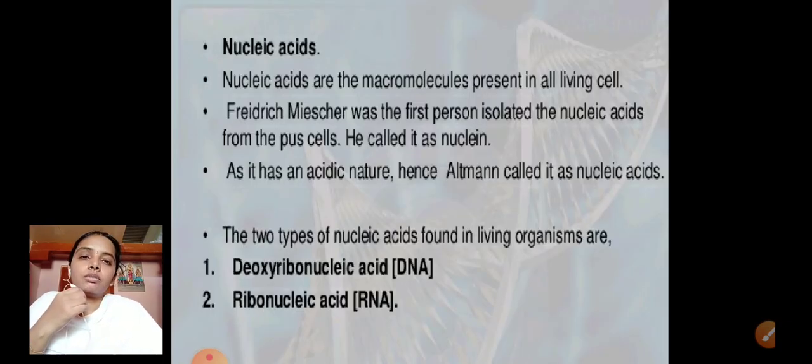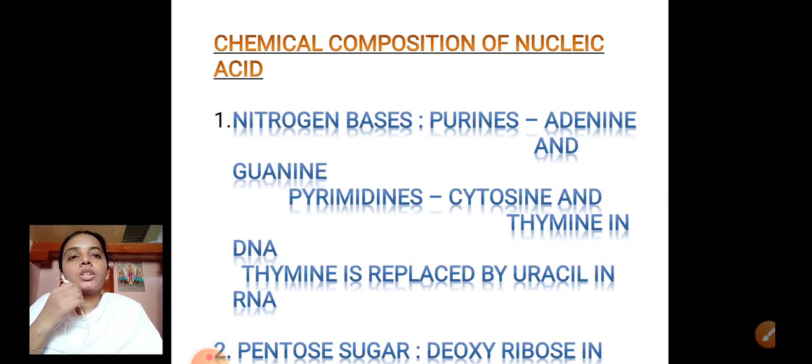The next biomacromolecule is nucleic acid. These molecules are formed from nucleoprotein. There are two types of nucleic acid, DNA and RNA, called deoxyribonucleic acid and ribonucleic acid. They are formed by units called nitrogen bases, that is purine and pyrimidine. In purines, adenine and guanine; in pyrimidines, cytosine and thymine, whereas thymine is replaced by uracil in RNA.